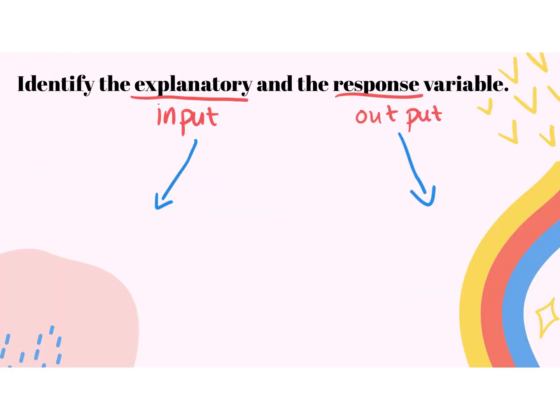Identify the explanatory and the response variables. Your explanatory variable is your input, so it's the change that you're putting in. So our explanatory variable would be the SAT prep course. And then our response variable is our output. It's what responds to that change. So that would be our SAT scores.